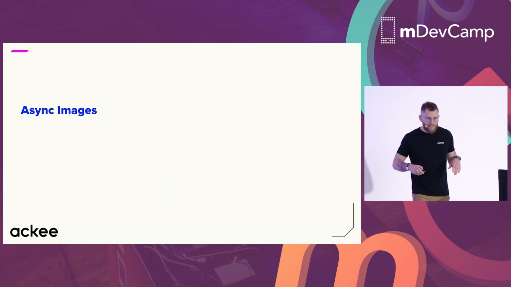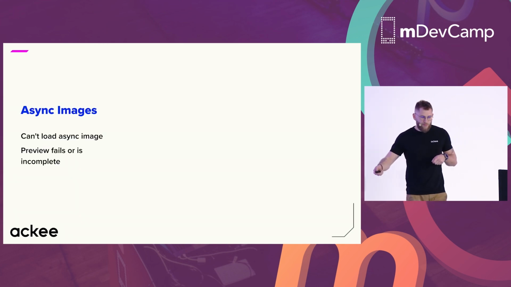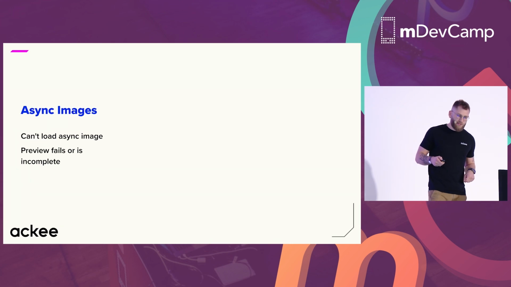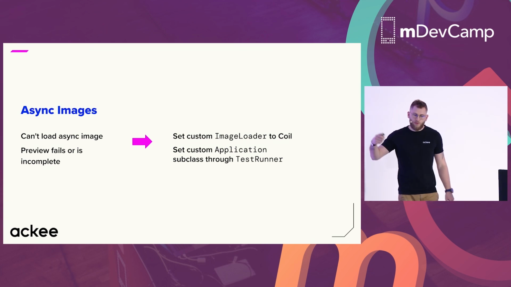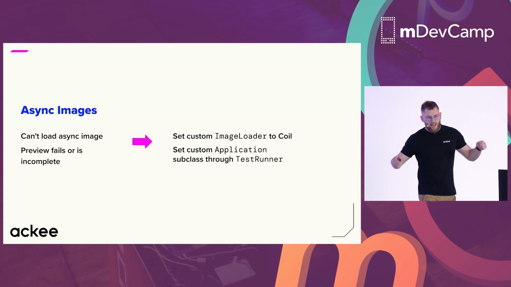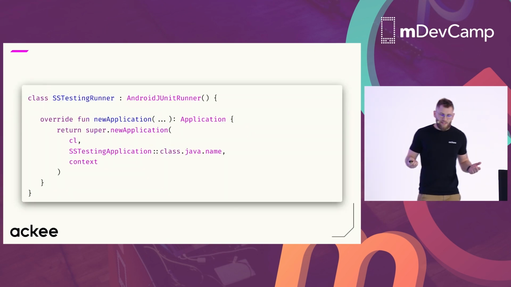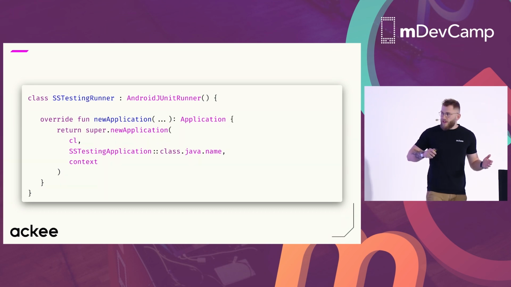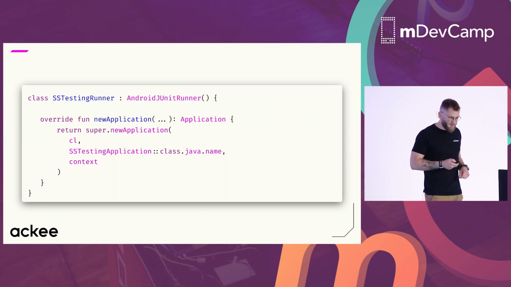Yeah, another one was asynchronous images. For example, if you are loading some images from a URL, you cannot do it in a preview, but we are using Coil for loading the images, and it allows you to set a custom image loader, and you need to set it in the application class and in a test runner. And I have code for it, but it's not so important, but you can easily do this. And we've solved it by, for every such image which needs to be loaded from a URL, returning some debug image.